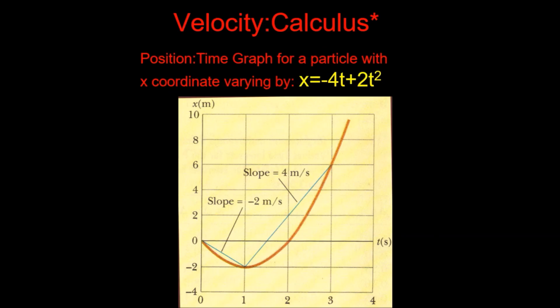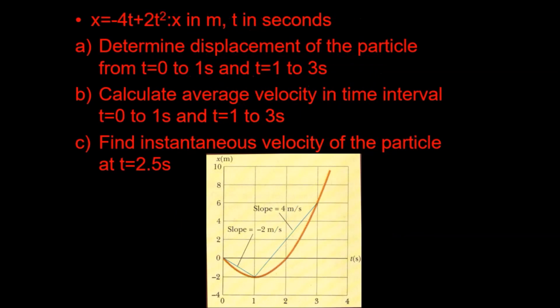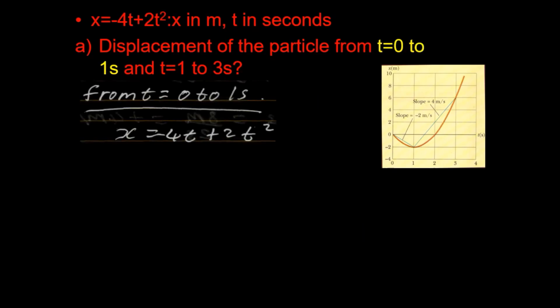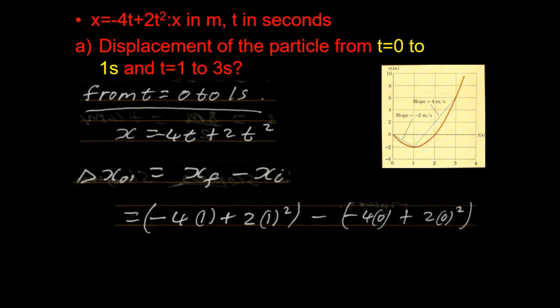So we saw this graph previously, and we're just recapping this in light of things we've already done. Our function is x equals negative 4t plus 2t squared. Remember, this is a displacement. So from t equals 0 to t equals 1 second, x is equal to negative 4t plus 2t squared. Our displacement is going to be xf minus xi. We can therefore use our relation twice and say that negative 4 times 1 plus 2 times 1 squared, minus negative 4 times 0 plus 2 times 0 squared.